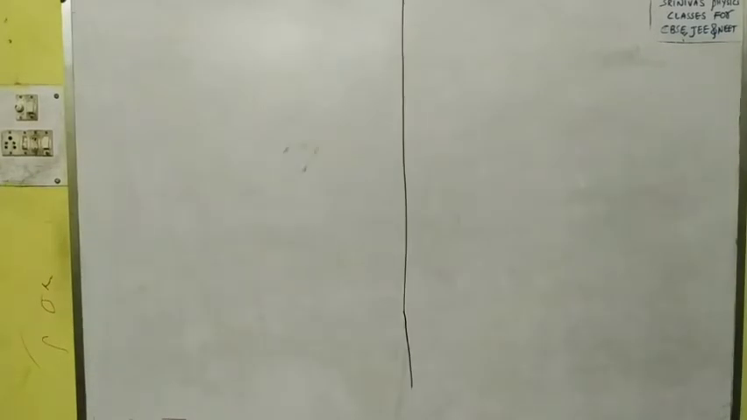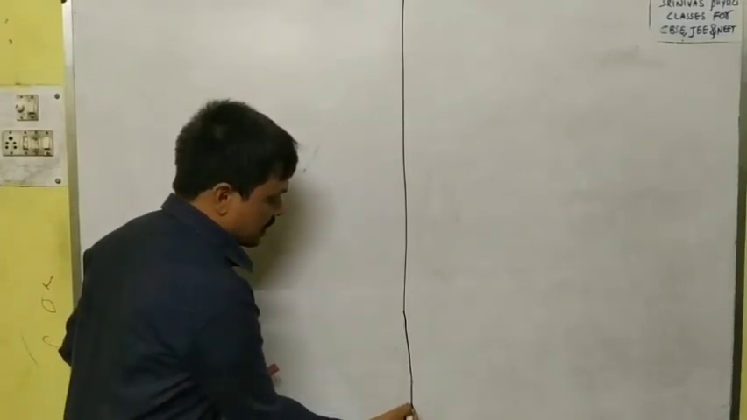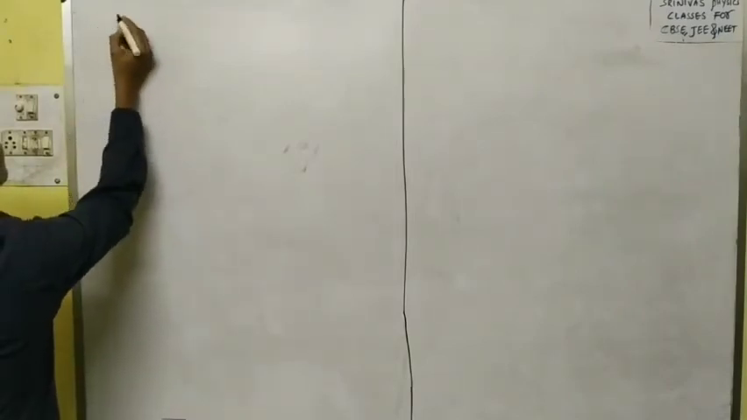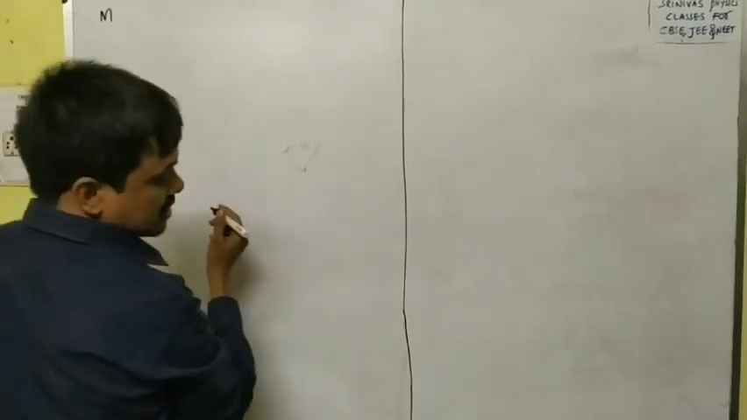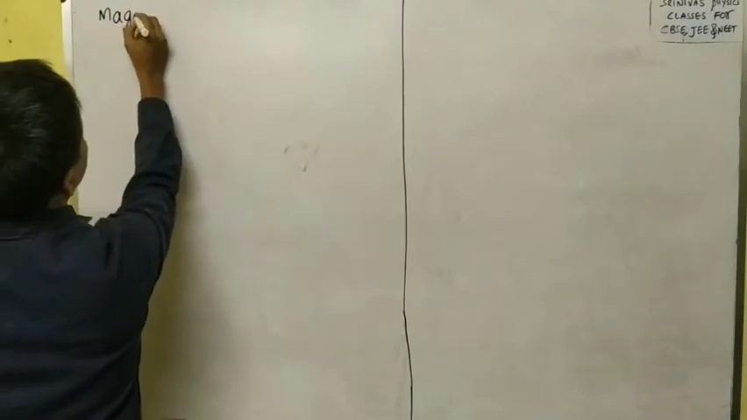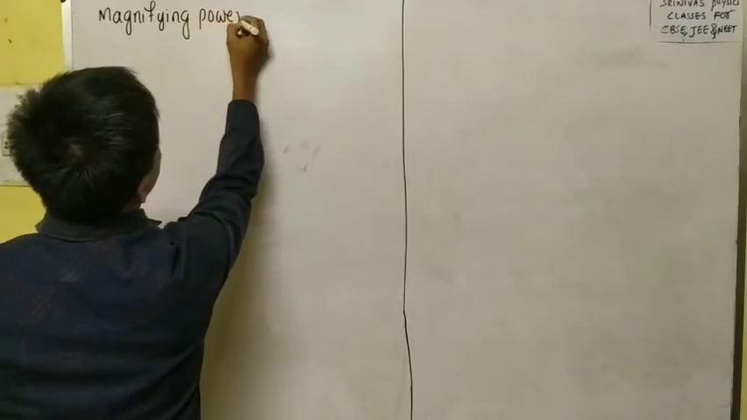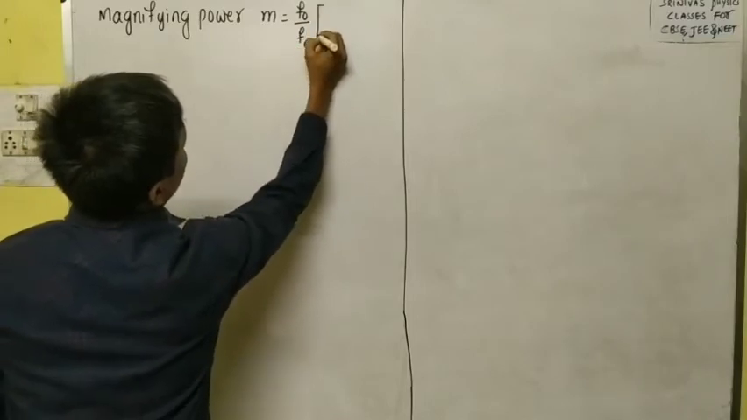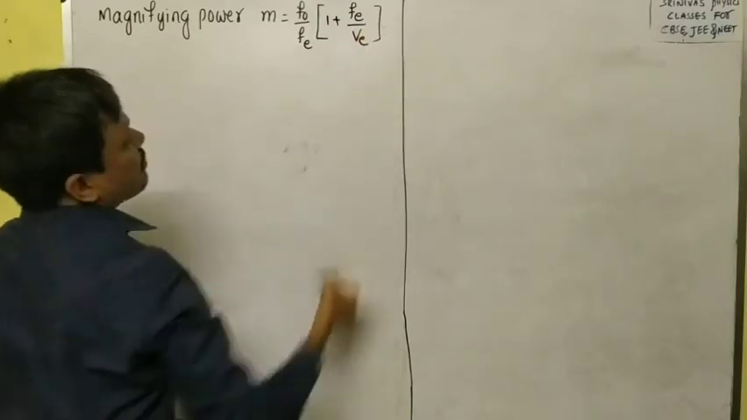Let us see the special cases: when the final image forms at the near point and when the final image forms at infinite distance, what the formulas are and how they will be. Let us see here first, before that, the magnifying power. What did you get from the previous equation? The magnifying power formula, from the previous equation, we got as M is equal to F0 by Fe into 1 plus Fe by Ve. This is the formula that you got from the previous equation.